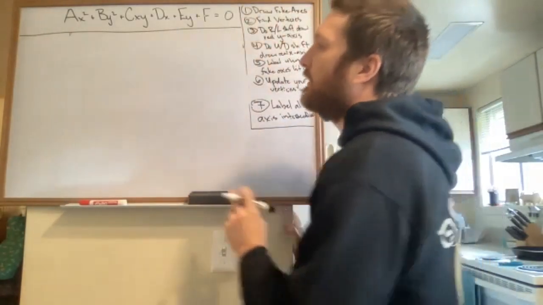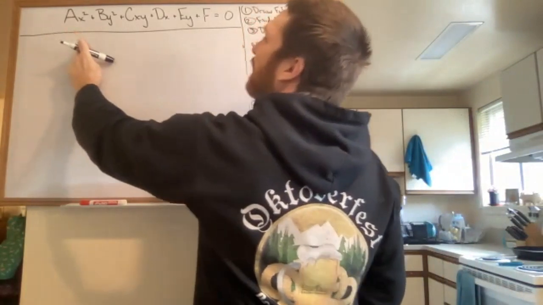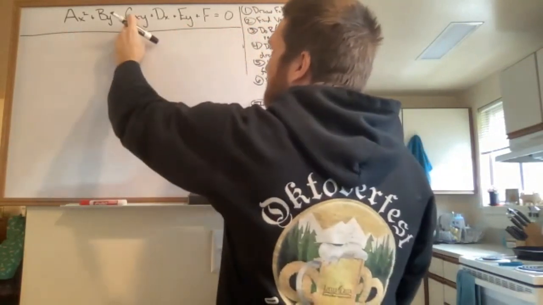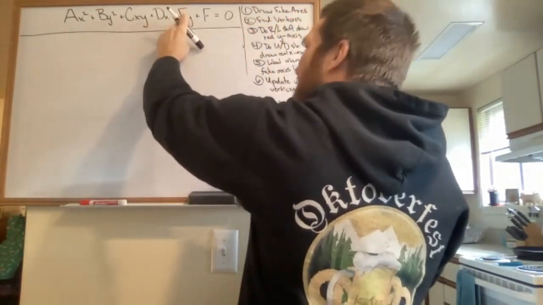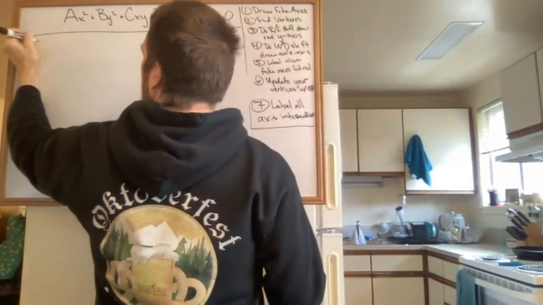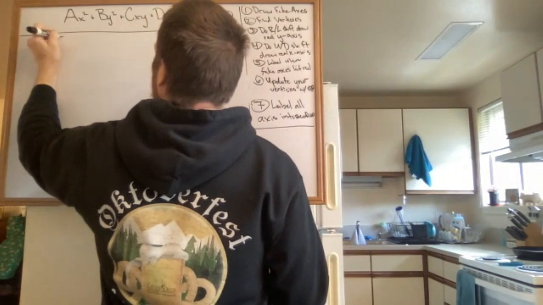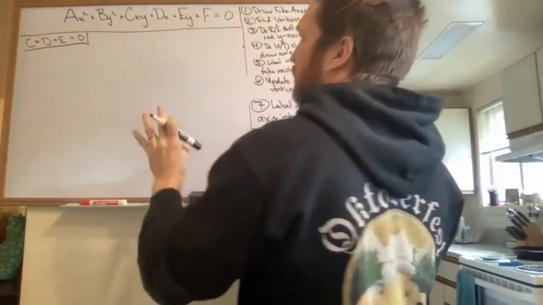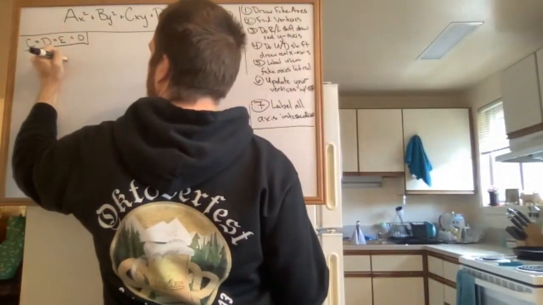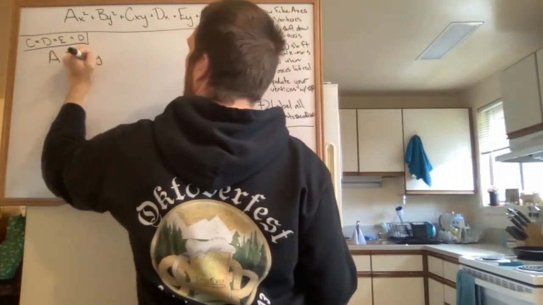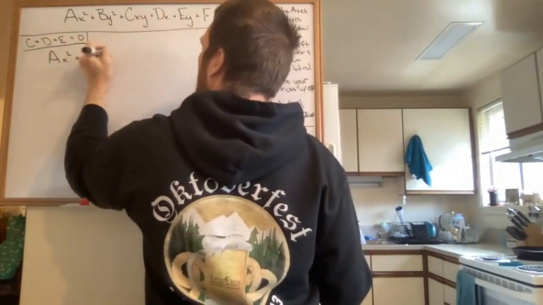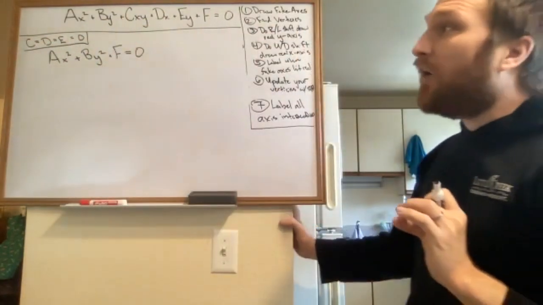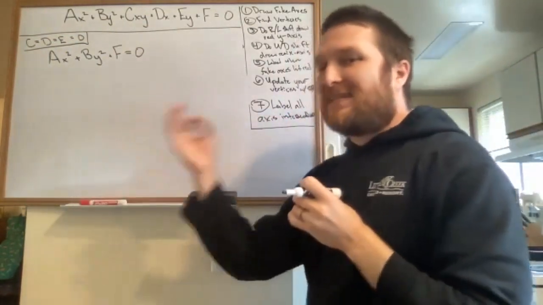Before doing this in generality, we're going to discuss a couple other cases here. There's a special case where the C, the D, and the E are all 0. So this is going to be the third case we talk about. The C, the D, and the E are all equal to 0. In that case, what we're left with is AX squared plus BY squared plus F equals 0.